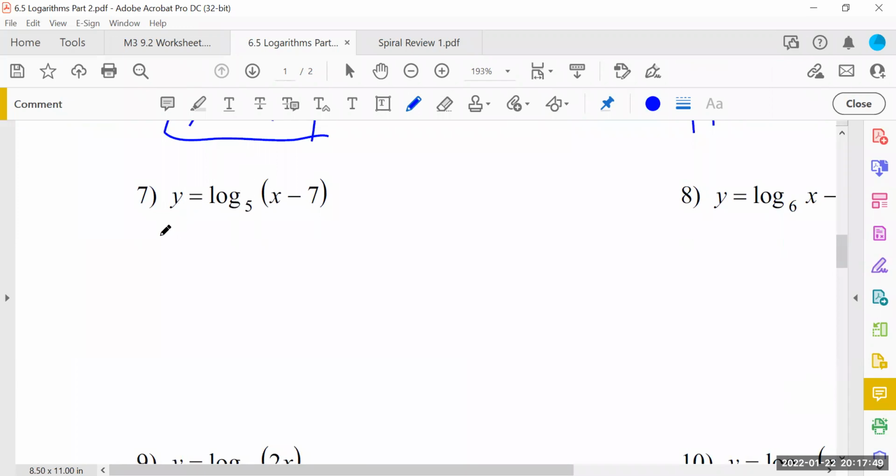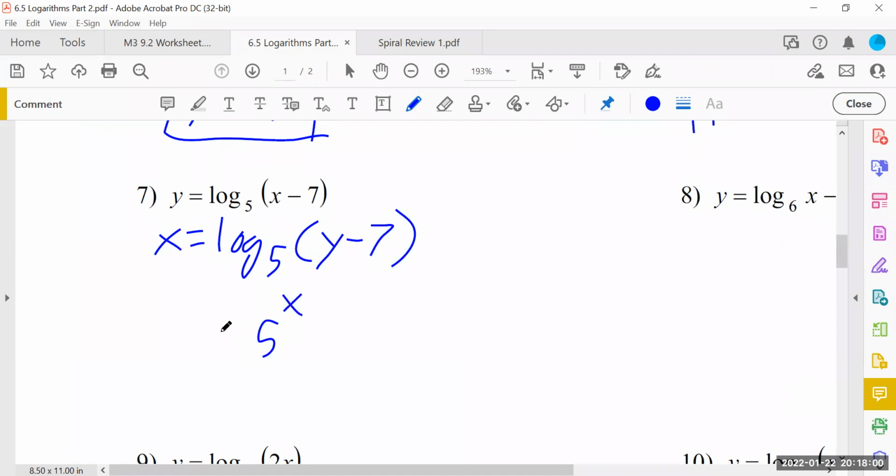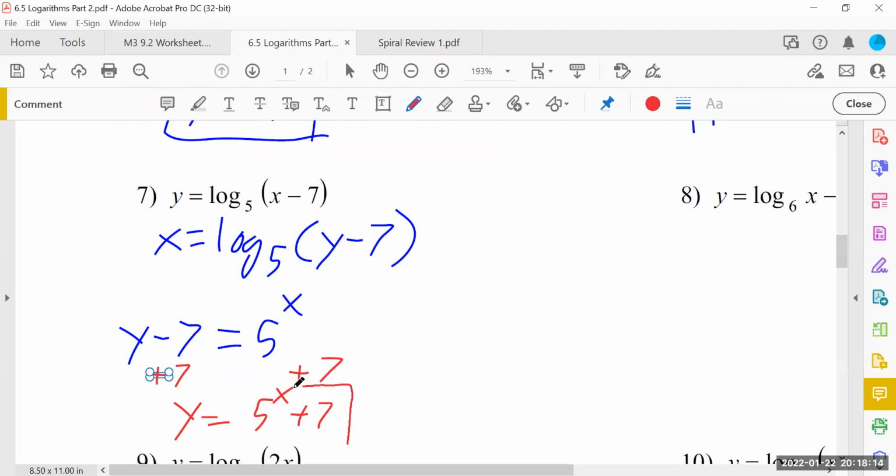Number 7, switch the x and y. X is equal to log base 5 of y minus 7. Bring the 5 down, 5 to the x power equal to y minus 7. I can add 7 to both sides. Y is equal to 5 to the x power plus 7. There we go, that's my answer.